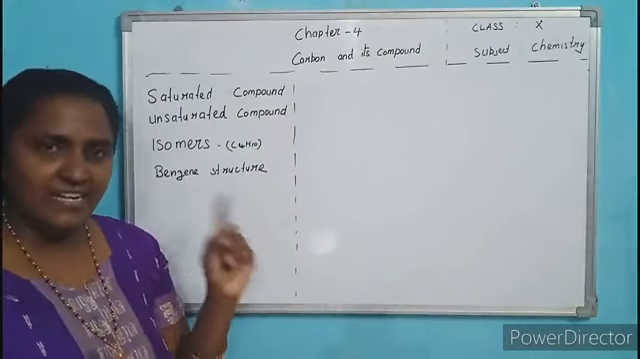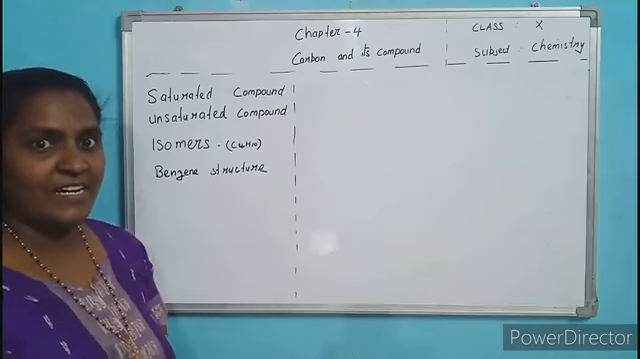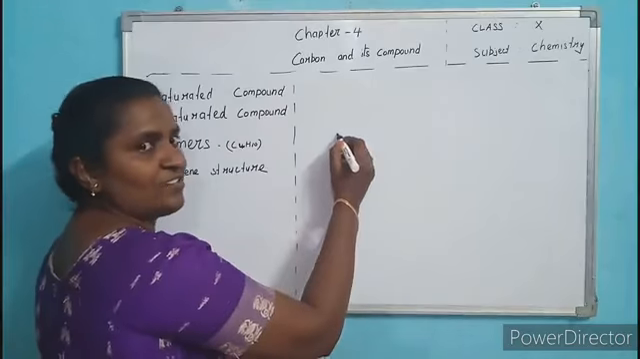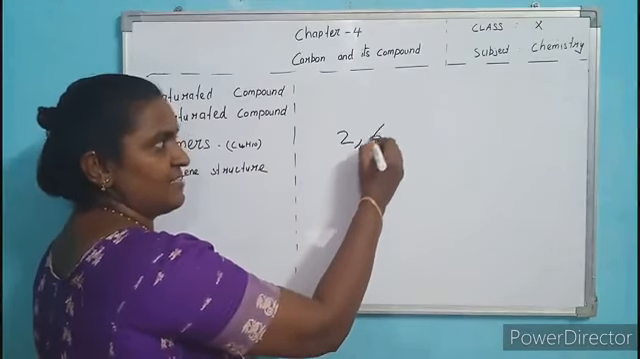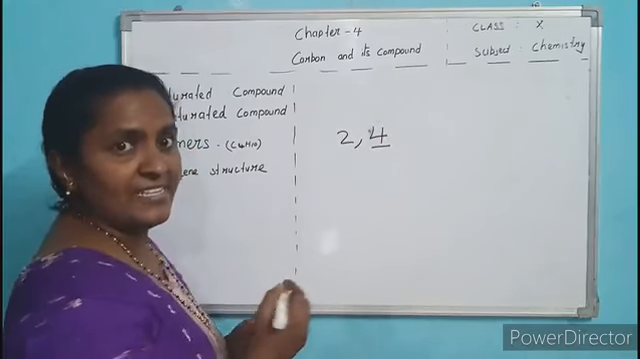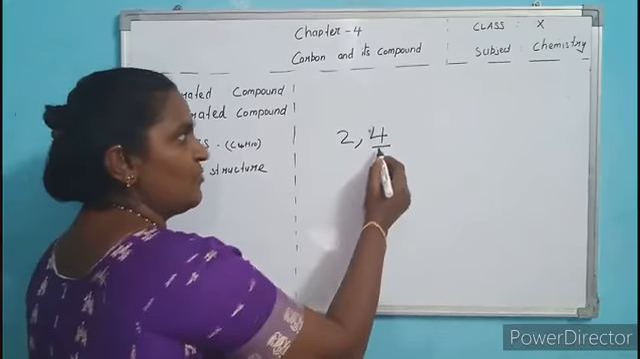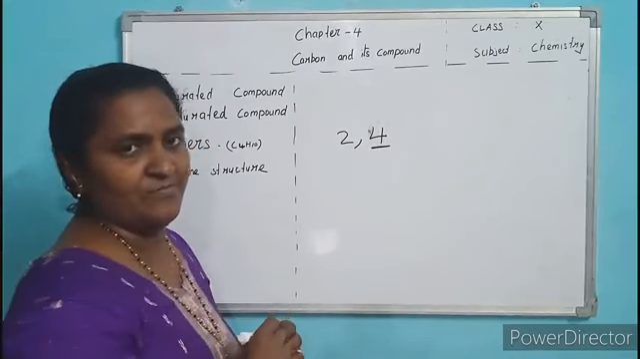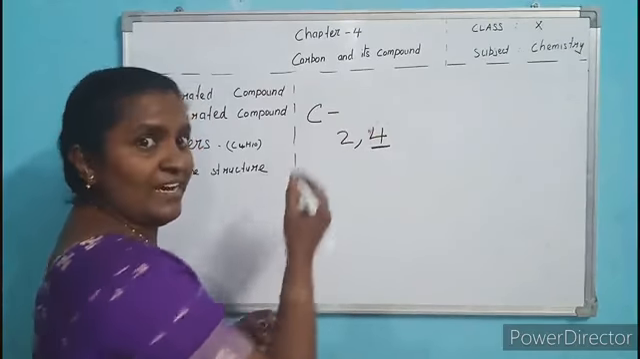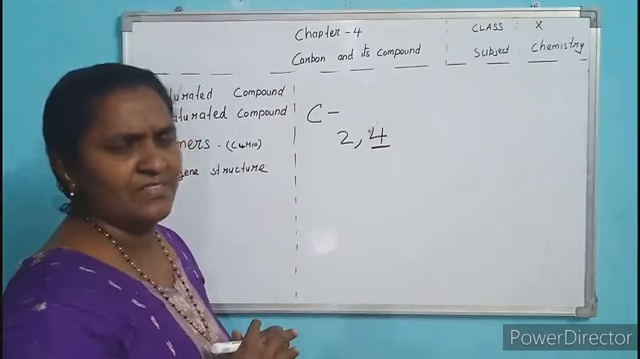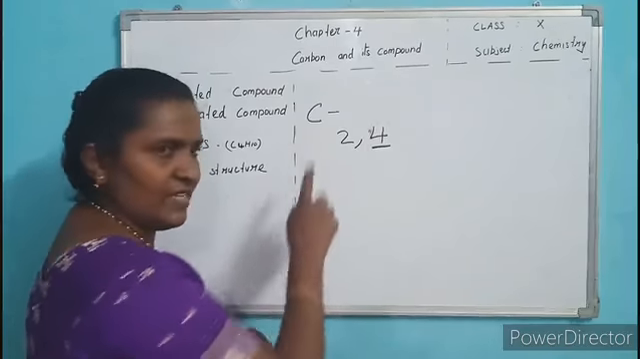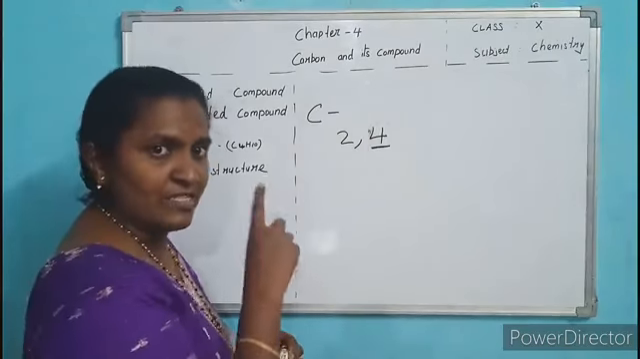As we learned earlier, carbon has, what is the atomic number of carbon? 6. So its electronic configuration is 2, 4. Okay, this is called valence electron. The outermost shell electron is called valence electron. Is it stable? This is carbon element's configuration. That means electrons. Is the carbon stable? No, the carbon is not stable.